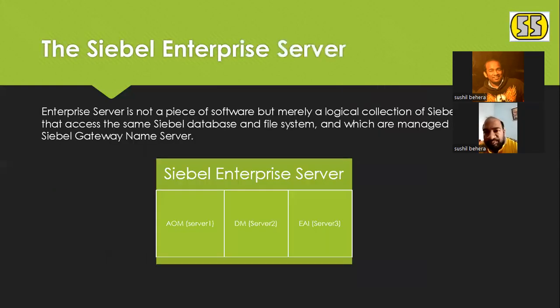Now, enterprise. Enterprise is like a server, but it is not a server. An enterprise server is not a piece of software but merely a logical collection of Siebel servers that access the same database and file system, and which are managed by a single Siebel gateway name server. So it is a couple of Siebel servers combined inside an enterprise, and we name that enterprise. It is a combination of a couple of servers.